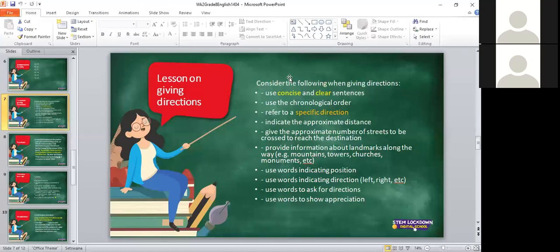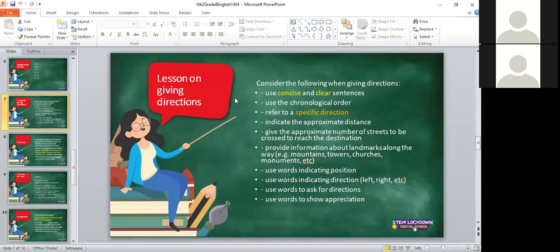Yes, let's continue. Yes, and you refer to a specific direction. One mistake that usually happens is that when you give somebody directions, you don't tell them where they are, a point of reference. Because if you don't tell me where I start, then I will be lost. You will tell me to turn right, but then ten minutes later I realize that my right is actually your left.